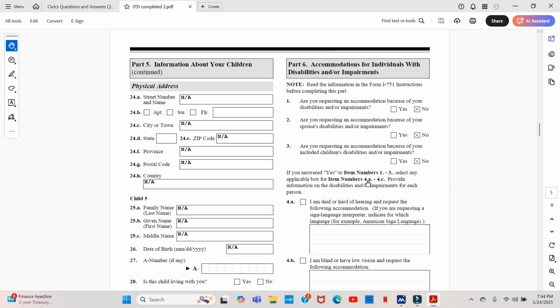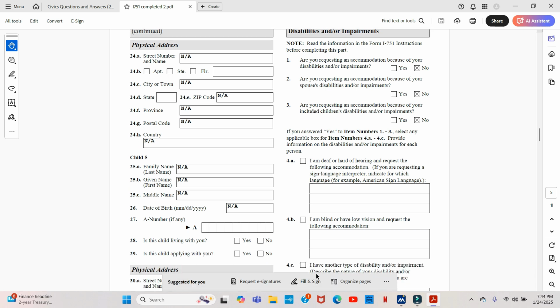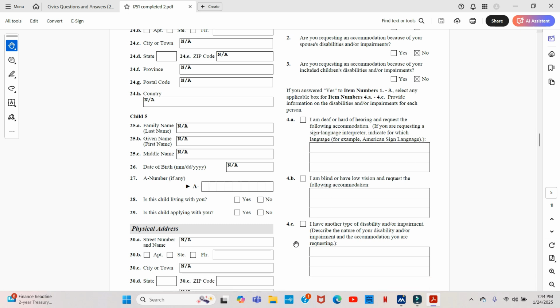If you answered yes to item numbers 1 to 3, select any applicable box for item numbers 4A to 4C. Provide information on the disabilities and or impairments for each person. So from number 4A to 4C, you would select what's applicable in your case. If it's not applicable, you could always write after the form is printed NA in the boxes or leave them blank.